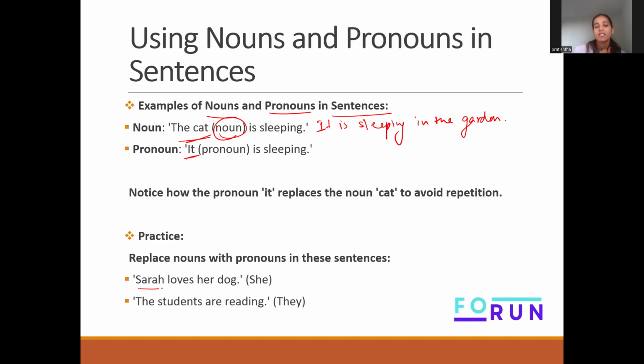So now you can say Sarah loves her dog. She always brings treats for him or it. The students are reading. They are not making noise, right? So you can build on and create paragraphs related to it.